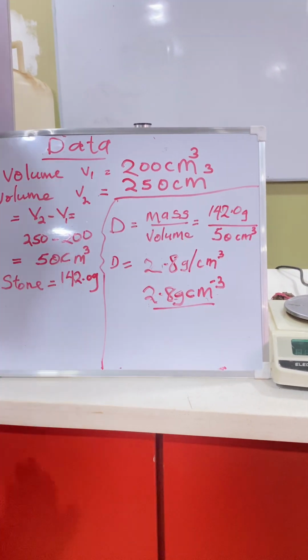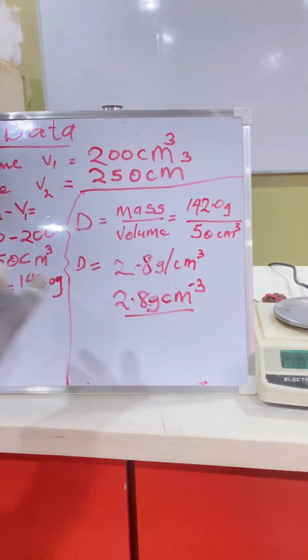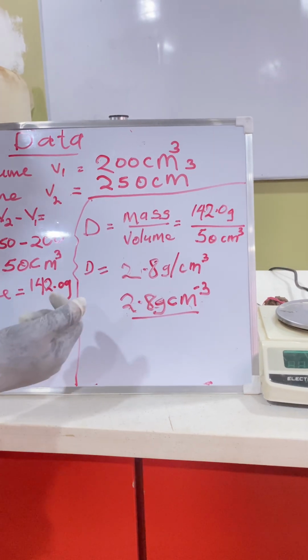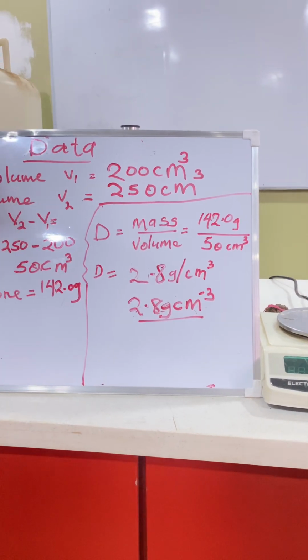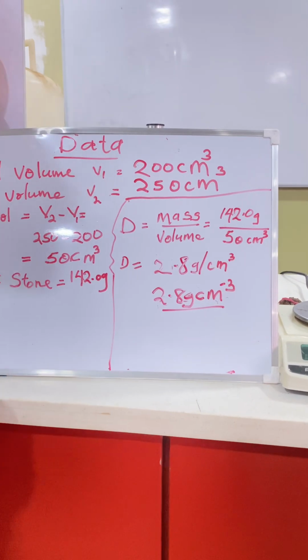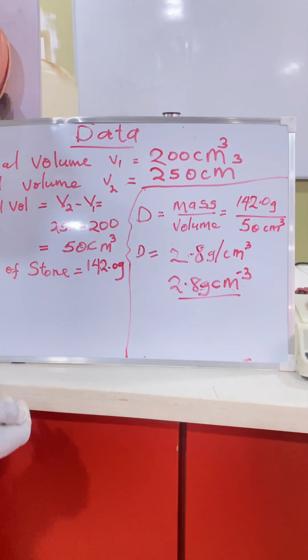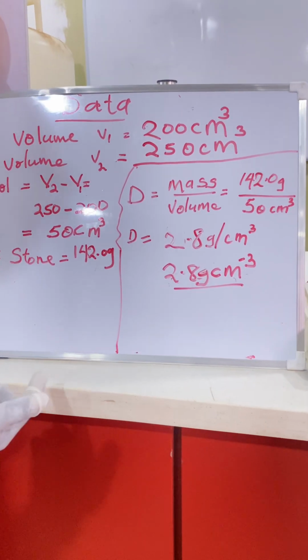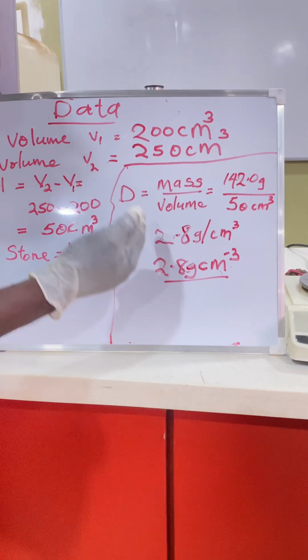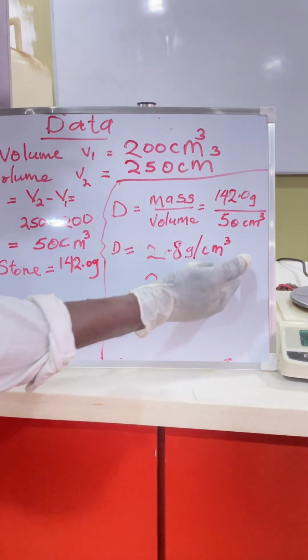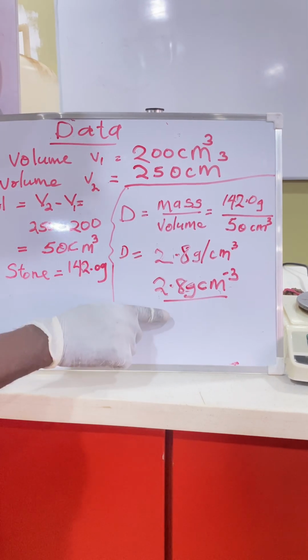Now let us come to the formula for finding density. We all know that density equals mass over volume. So the mass was 142.0 grams and the volume was 50 centimeter cube. When you do that calculation, we are going to get 2.8 gram per centimeter cube. Either you write it like this or like this.